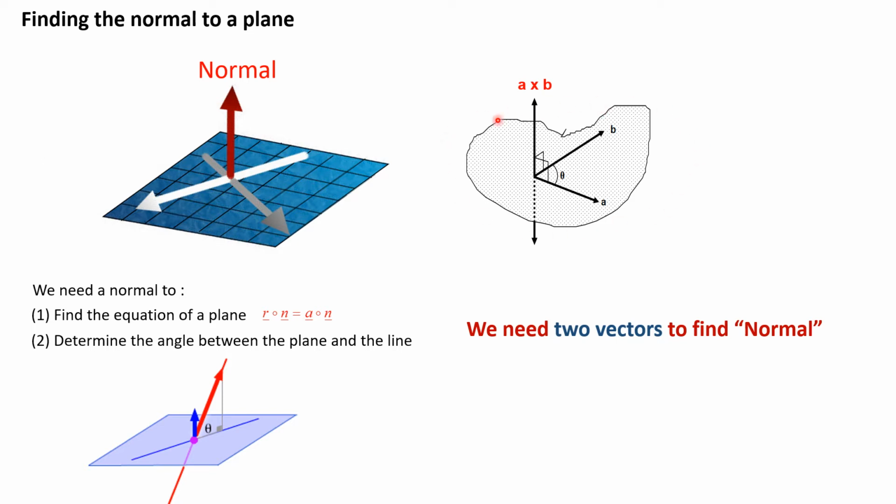Doesn't matter whether you use A cross B or B cross A, just that B cross A is in the opposite direction. Don't need to worry whether the cross product that you find is going up or going down, it doesn't matter.